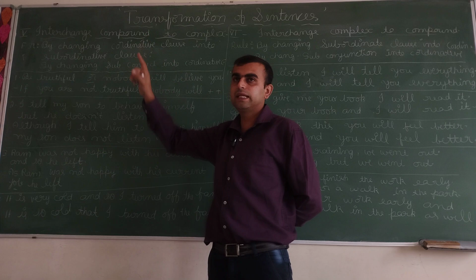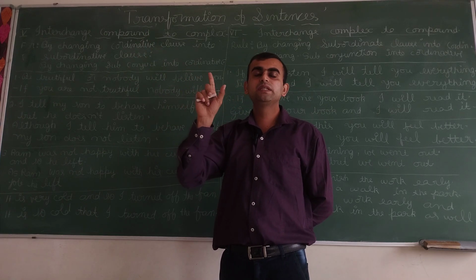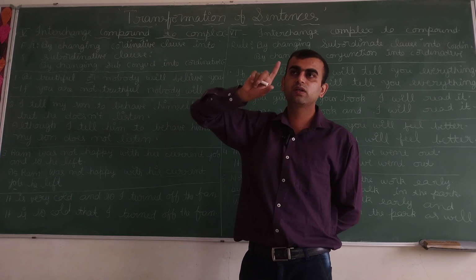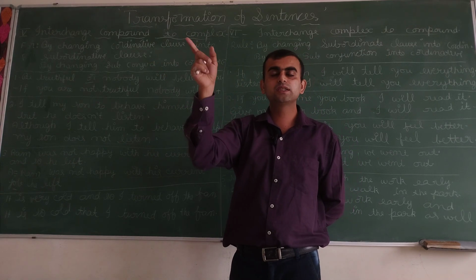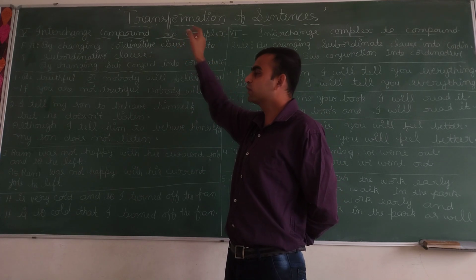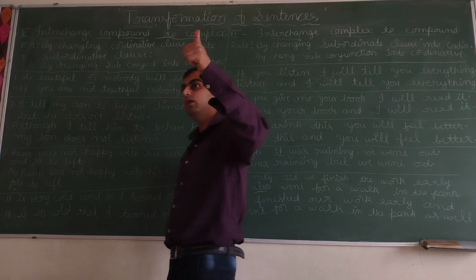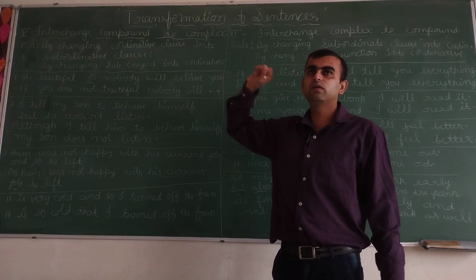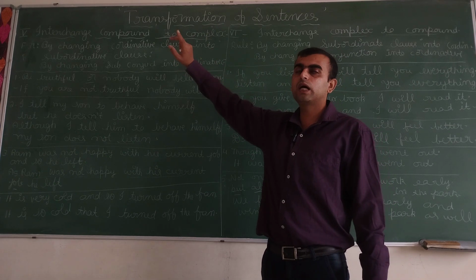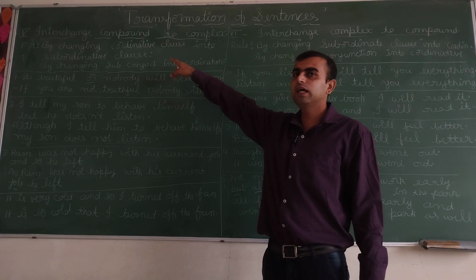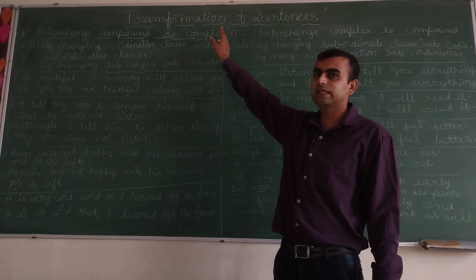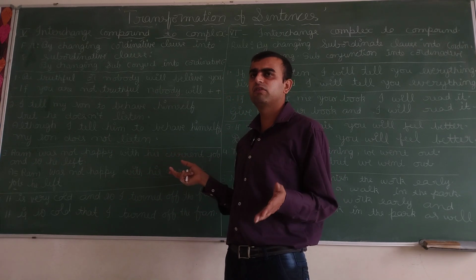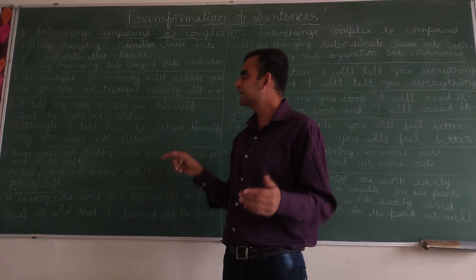In a compound sentence, there are two independent clauses which are joined with a coordinative conjunction. The coordinative conjunction formula I already said: FANBOYS. What is a complex sentence? In a complex sentence, there is one independent clause and one or more dependent clauses which are joined with a subordinative conjunction. There are many subordinative conjunctions, for example: if, that, who, etc.